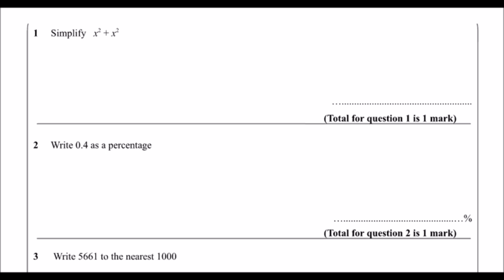Question 1. Simplify x squared plus x squared. So we've got 1x squared plus another 1x squared, which makes 2x squared.